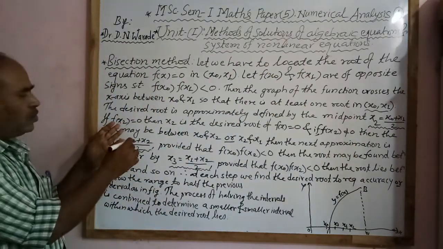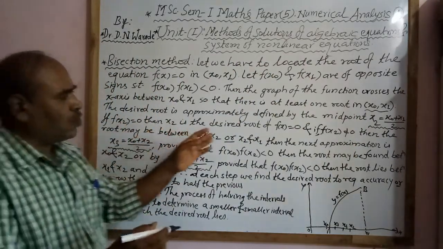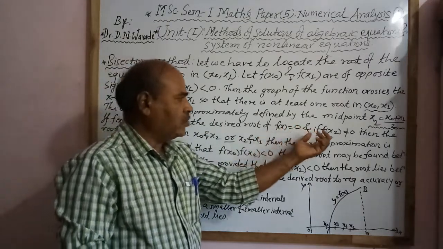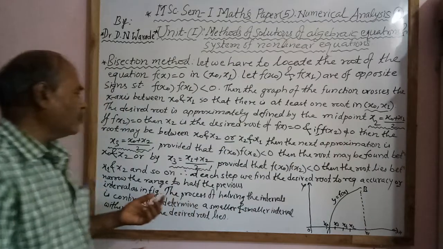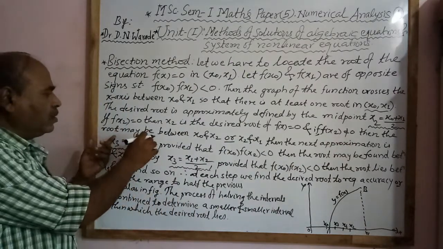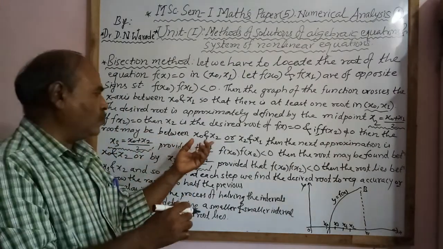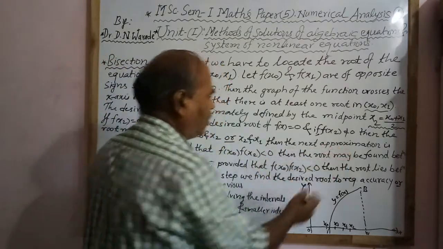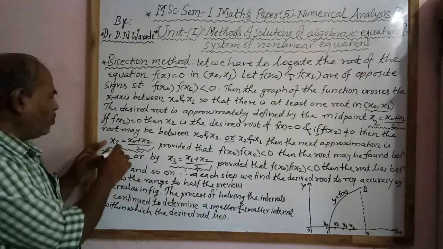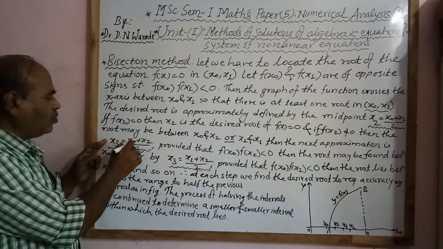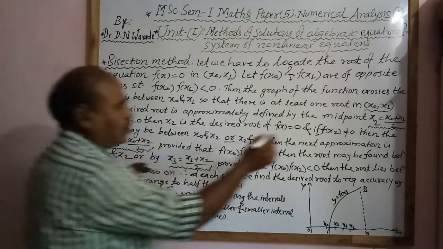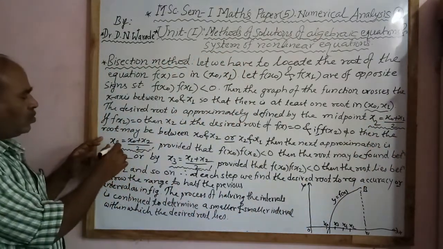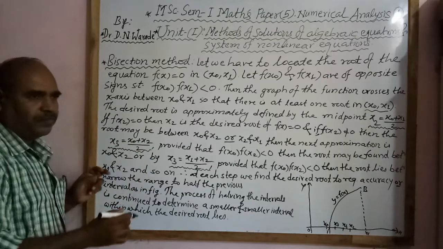If f of x2 equal to 0, then x2 is the desired root of the equation f of x equal to 0. And if f of x2 is not equal to 0, then the root may be between x0 and x2, or between x2 and x1. Then the next approximation is x3 equal to x0 plus x2 divided by 2, where x2 is x0 plus x1 divided by 2.